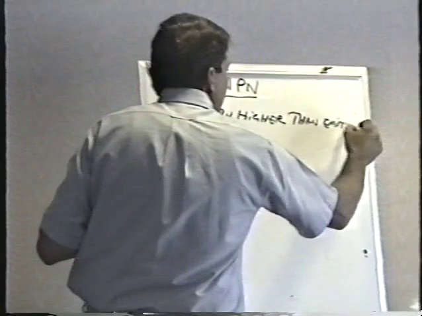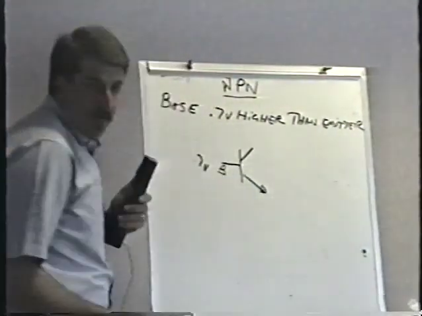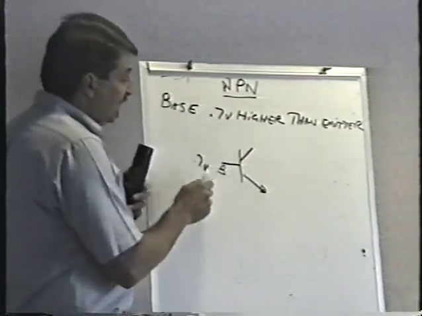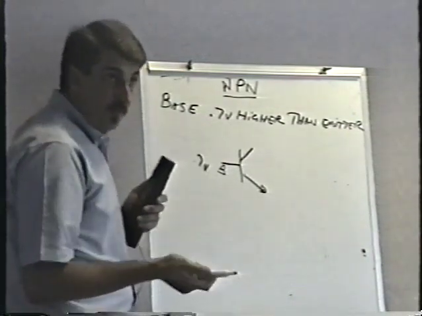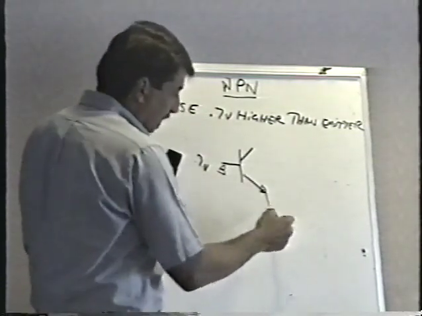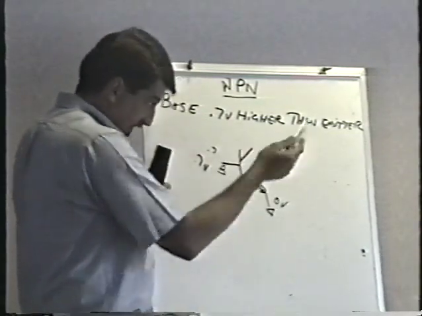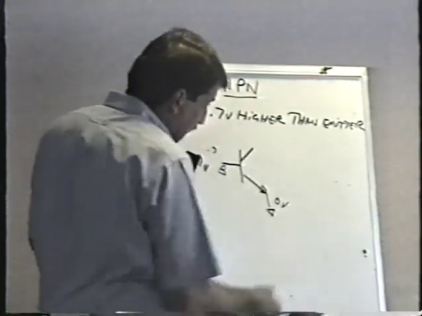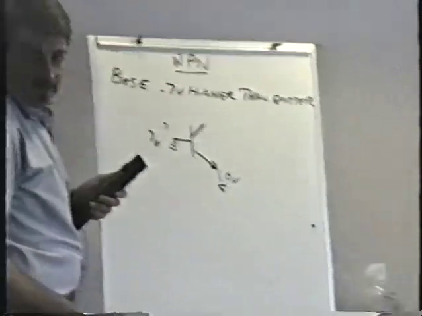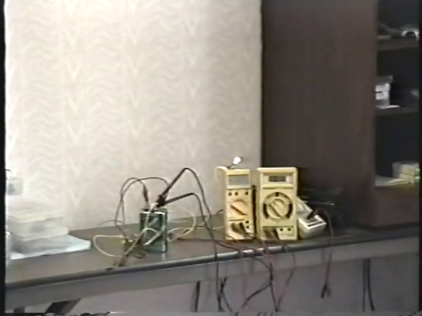The base really compares itself to the emitter. In order to get that NPN transistor to turn on, the base has to be 7/10 of a volt higher than the voltage on the emitter. Now, in the circuit we just looked at, the emitter was grounded, making it 0 volts, and 7/10 definitely turned it on. I mean, we can see it. It's right there on the meter, 7/10 of a volt.